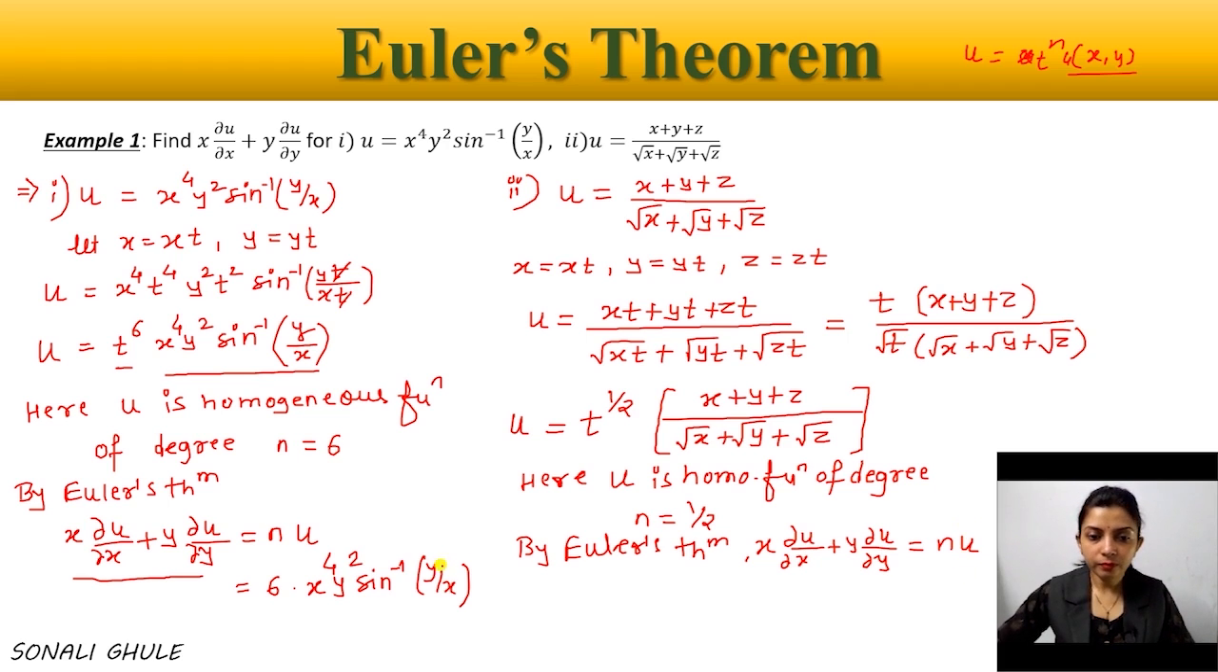Okay. So here I can write x into dou u by dou x plus y into dou u by dou y is equal to, put the value for n, it is 1 by 2. And what is u here? Yes, it is x plus y plus z upon root x plus root y plus root z. Okay, so I hope you all understood the example.